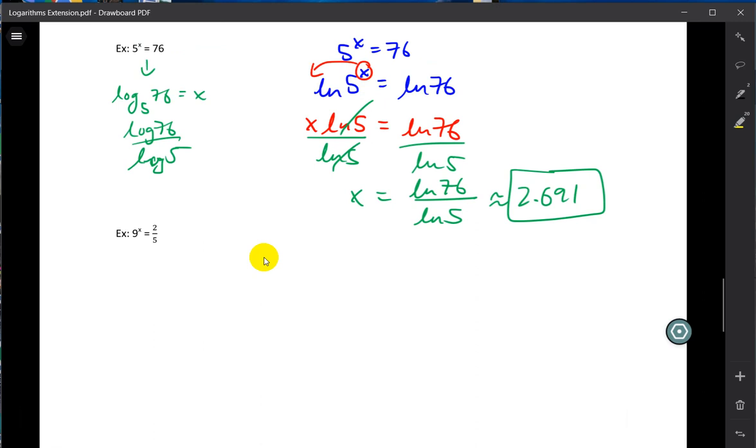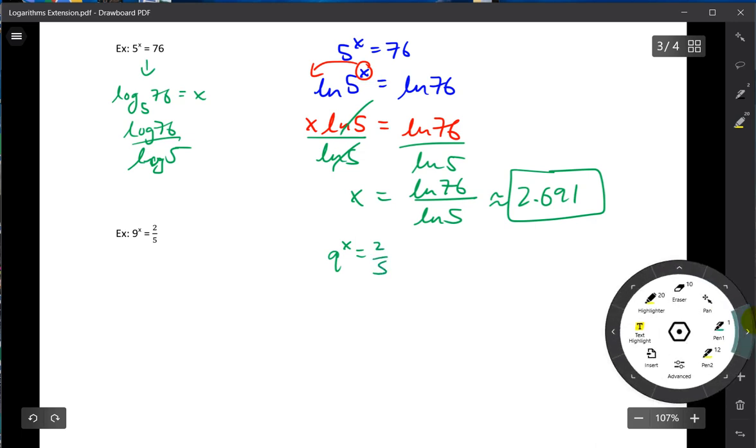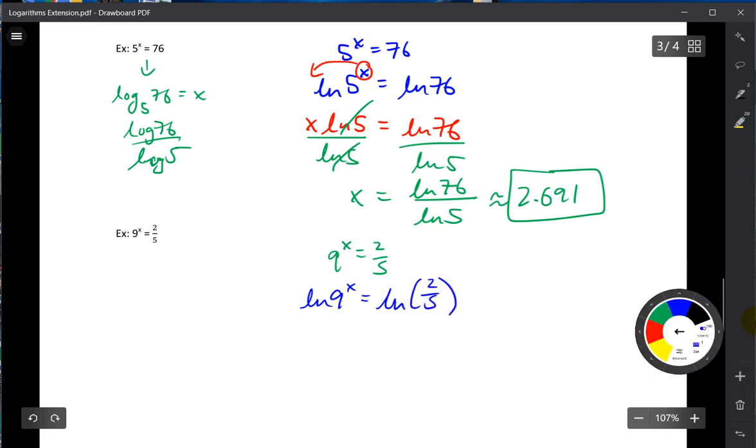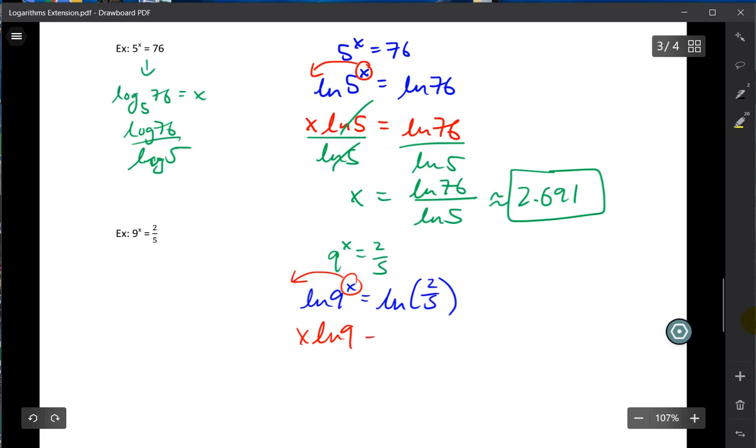So 9 raised to the x equals 2 over 5. Let's solve this by using natural logarithms. So we have ln of 9 raised to the x equals ln of 2/5. Like I showed you here with the power rule, we're going to drop this exponent down. x times ln of 9 equals ln of 2/5.